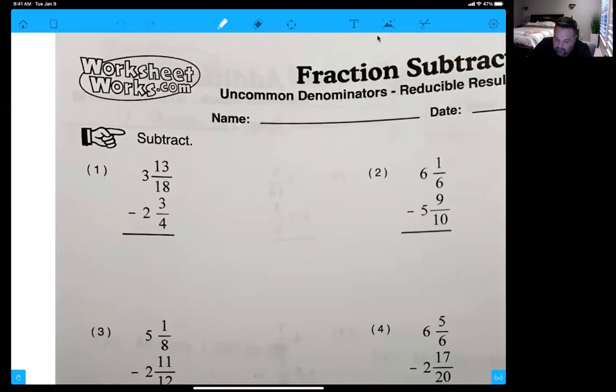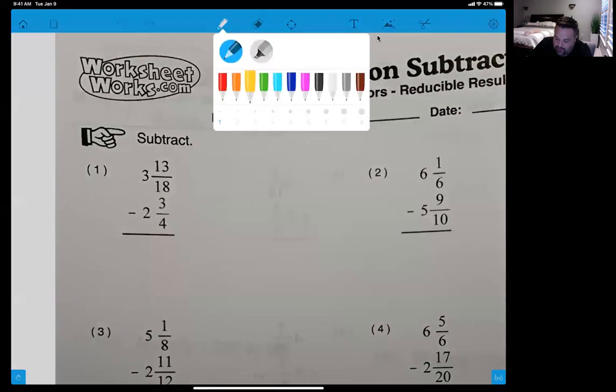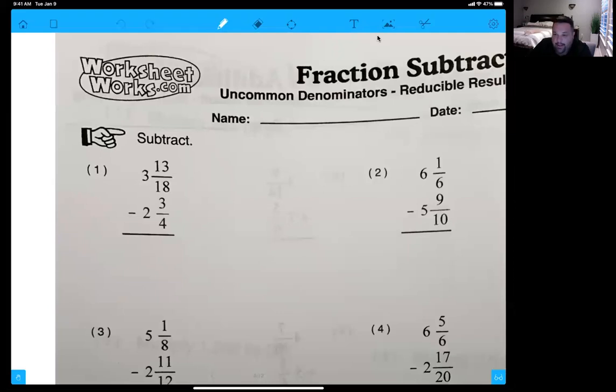So number 1, we'll go a little slower here with number 1. 3 minus 2 we can do, the whole number, so we're good. We need a common denominator. So 18 and 4. 4 does not go into 18. So 18 can't work. It cannot be less than 18. 18 is the biggest number. Can't be less than the biggest number. So if we double 18, we get to 36. 4 does go into 36. So 36 is our common denominator.